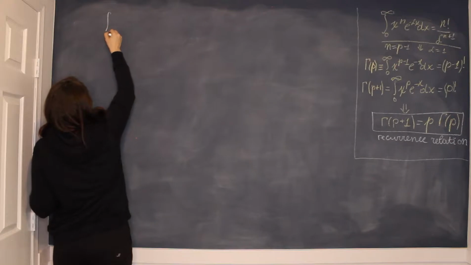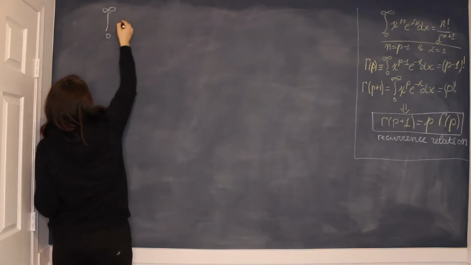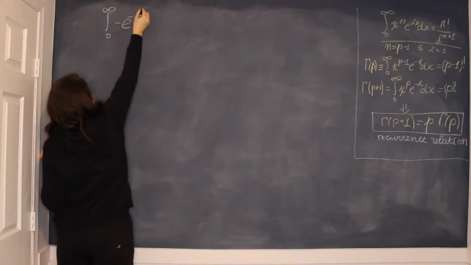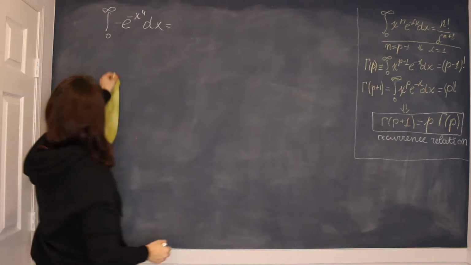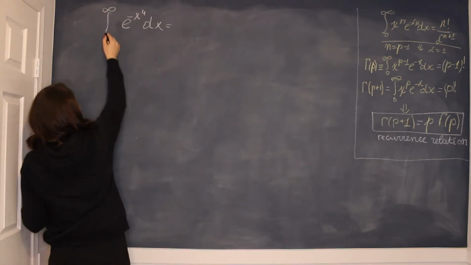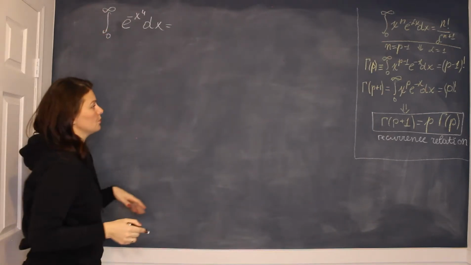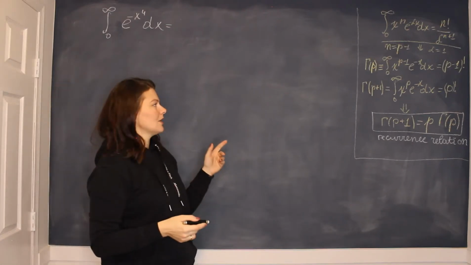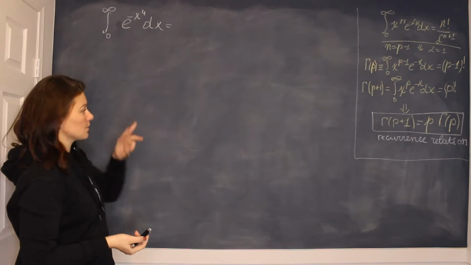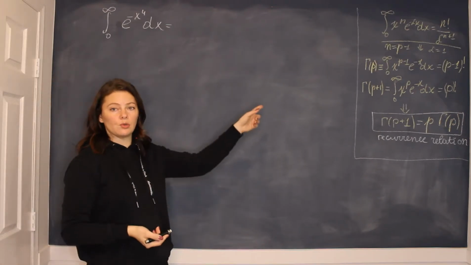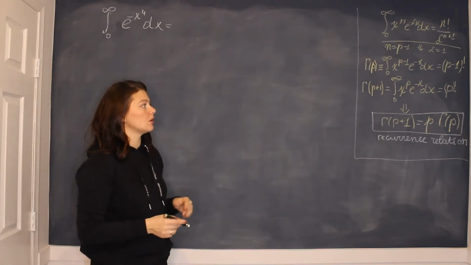So let's look at the integral from 0 to infinity of e to the power of minus x to the fourth dx. No minus sign, excuse me. Looking at this integral, if you don't know the definition of the gamma function, you're not going to go far. That's why I told you before that it really helps to know how these look in the integral form.